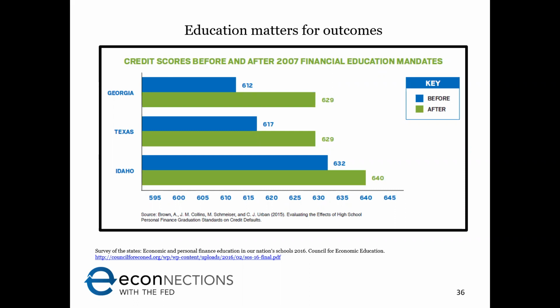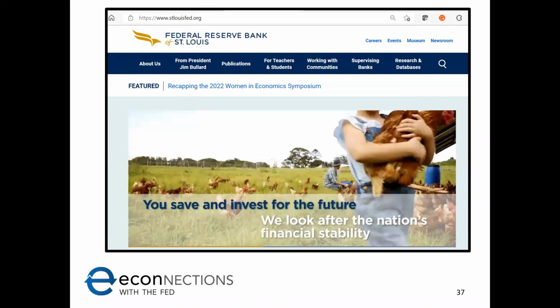So we'll just look at Georgia there. Credit scores before mandates were 612, after were 629. I don't know about you, but my experience has been that it's easier to go from 629 to 612 than it is to go from 612 to 629. So what that's telling us is that what you do in the classroom matters. And so we appreciate the work you're doing, and ask that you continue it, and let us know if we can be of any assistance as you prepare your coursework and curriculum materials. Graham, if you could go to the next slide for me.